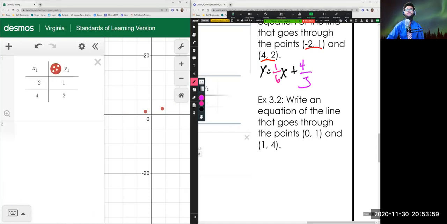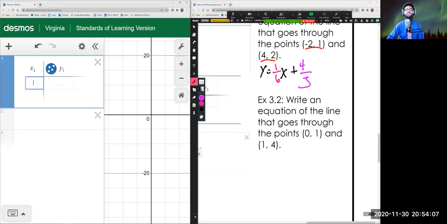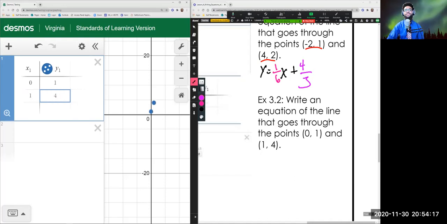I'm going to go from the very beginning. I have the points 0, 1, and 1, 4. So I'm going to click the plus, go to this table, and type my x1 and y1. That's going to be 0. Then I'm going to the y column and 1. And then my next one is 1, 4. I'm going to type those in.